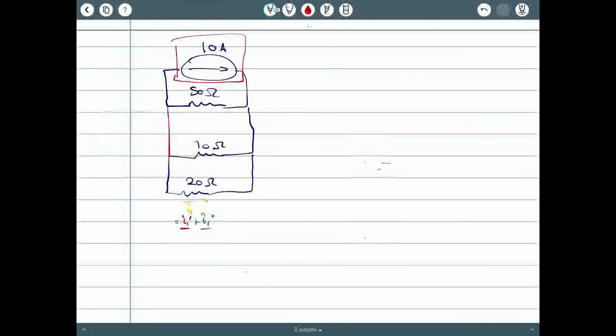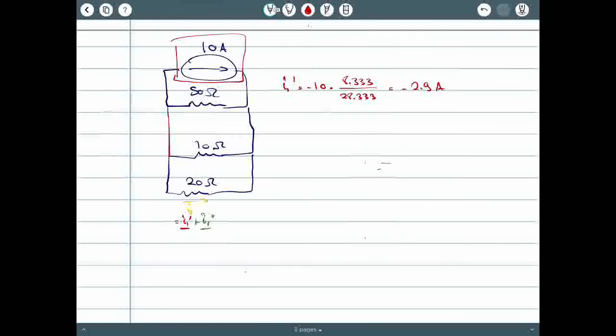So the current divider rule tells us that I1 prime is equal to minus 10, because it's in the opposite direction, times 8.333 over 28.333. And that is minus 2.9 amps.